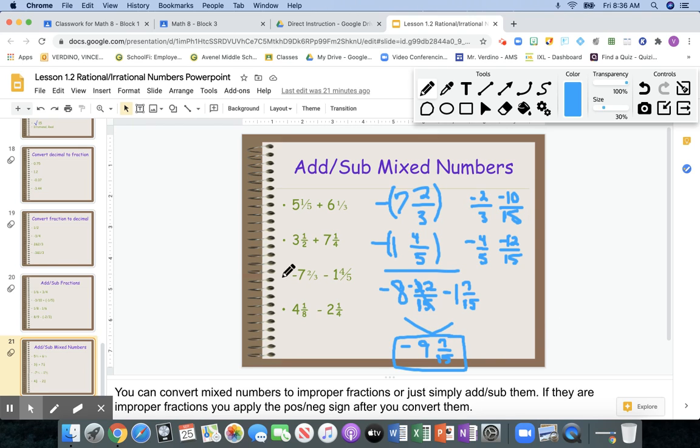This is probably going to be the hardest problem you run into. If you have any issues with that, you can, again, change this to an improper fraction. It's probably your best bet. Just remember you're applying the negative sign after you've turned it into an improper fraction.